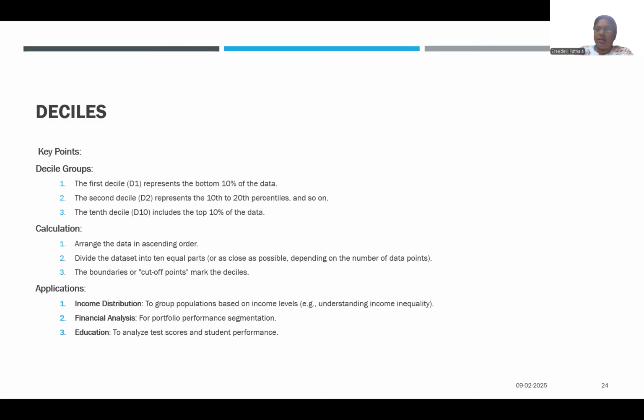For calculating with grouped data, the same thing: arrange it in ascending order, divide it into 10 equal parts, find the cut-off points, and interpret that data. It is used in income distribution, financial analysis, the education system, social science, and economics, everywhere. Once you have the data, you can identify where the data distribution lies.